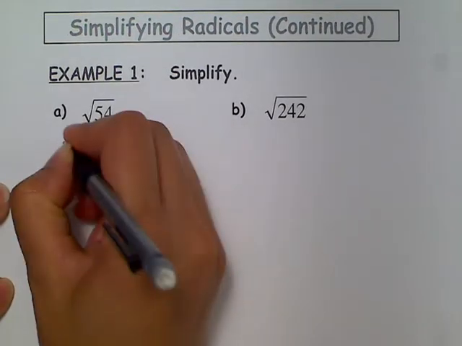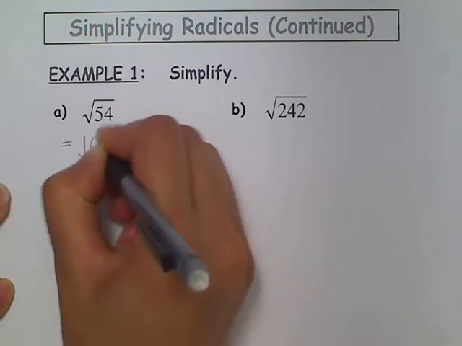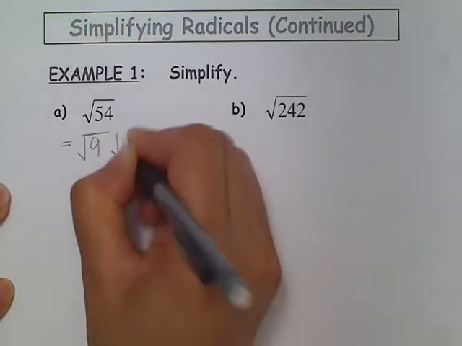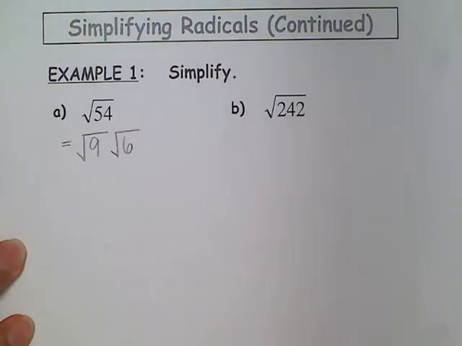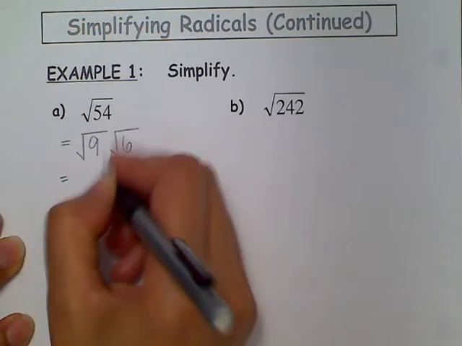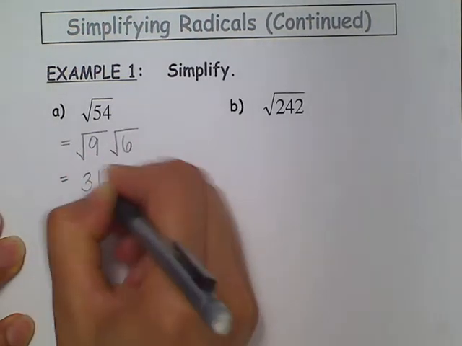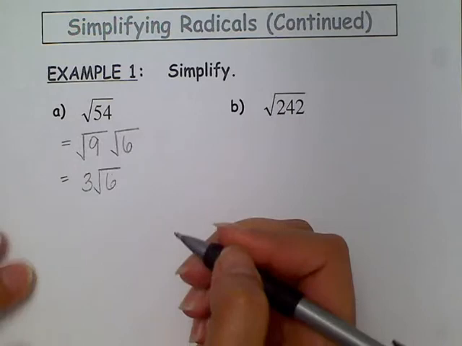Okay, so I know that I can break up the square root of 54 into the square root of 9 and the square root of 6. Okay, so I know that 9 times 6 will give me 54, and so I broke up the square root of 54. And now I can evaluate the square root of 9 to get 3, and the square root of 6 stays the way it is.